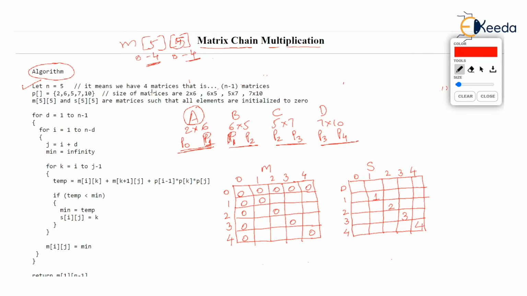Had it been that I declared M as 4 by 4 because there are 4 matrices, then I would get rows 0 to 3 and columns 0 to 3. So I wouldn't get the fourth row, number 4, and column number 4. I hope you understand. So I have taken n as 5, although the number of matrices is 4, A, B, C, D. Hence I have written a comment here. It means that we have 4 matrices, that is n minus 1 matrices. P here represents the dimensions of the matrices.